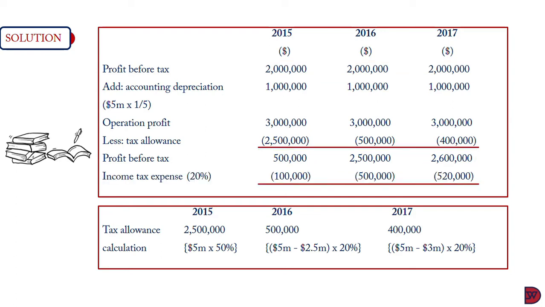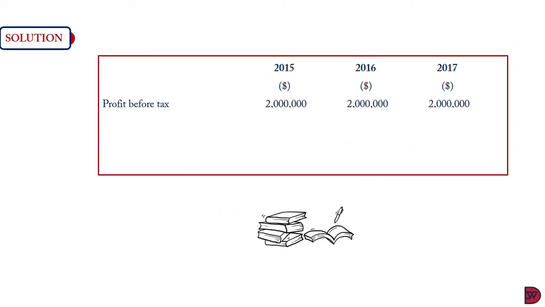Okay, so when we apply the 20% on the profit before tax, the tax element will be 100,000 for 2015, 500,000 for 2016, and 520,000 for 2017. So when we come to the statement of profit or loss, we will bring the actual profit because the profit or loss is worked under accounting policies. So we'll bring the 2 million here.